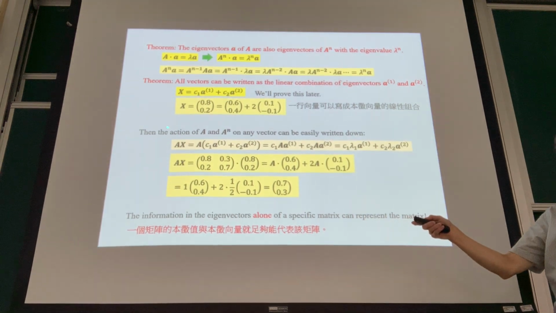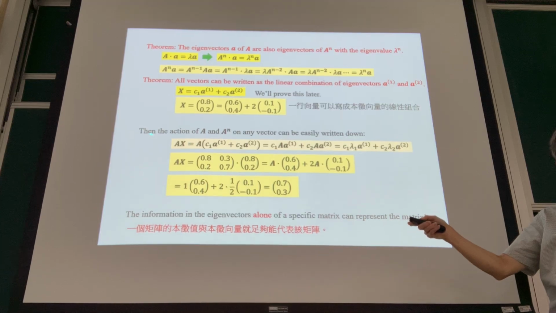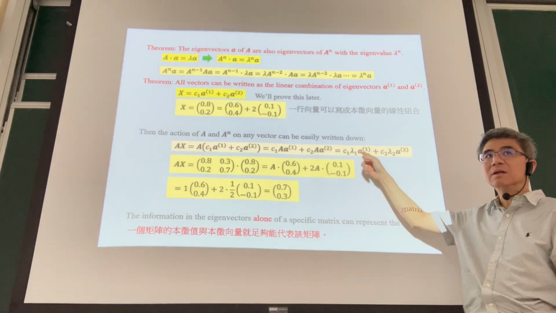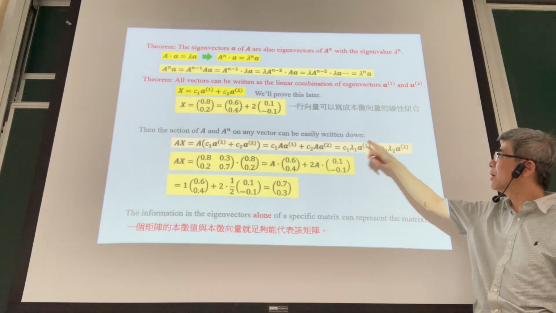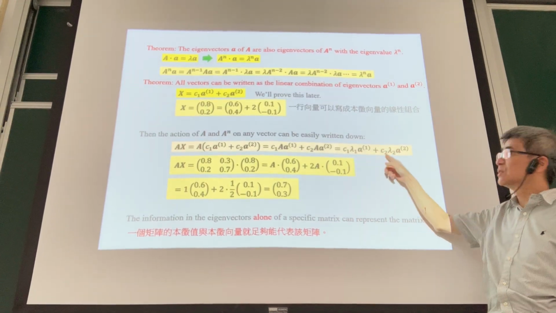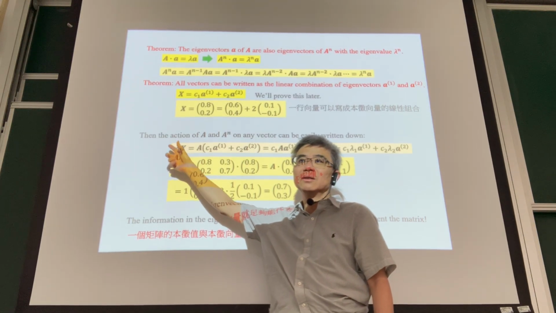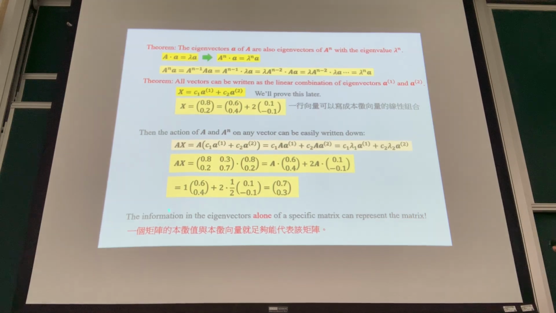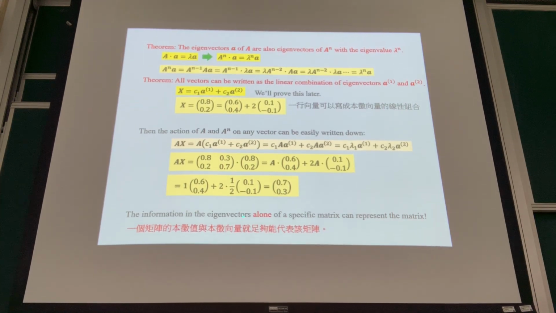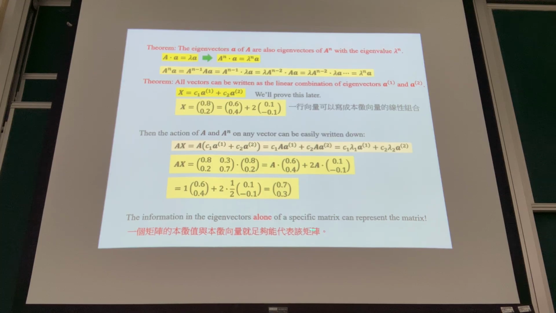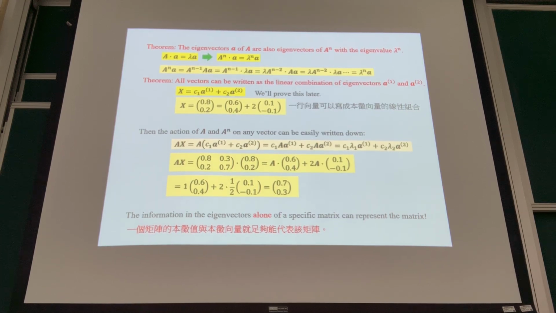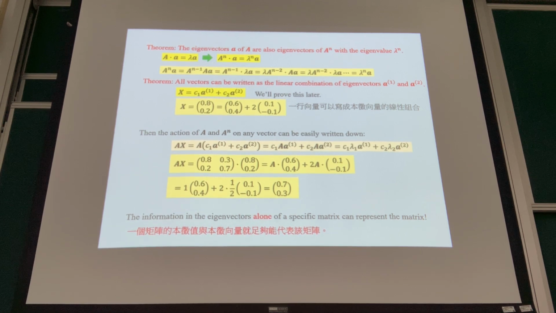A times x. You don't need to tell me about the matrix A. As long as I know a1, a2, lambda 1, lambda 2, and c1 and c2, I got the result of A x. You don't need to tell me capital A. So that's why I would say the information in the eigenvectors alone could represent the matrix. That's why eigenvectors and eigenvalues are important, because all the information of the matrix is stored in the eigenvectors and eigenvalues.